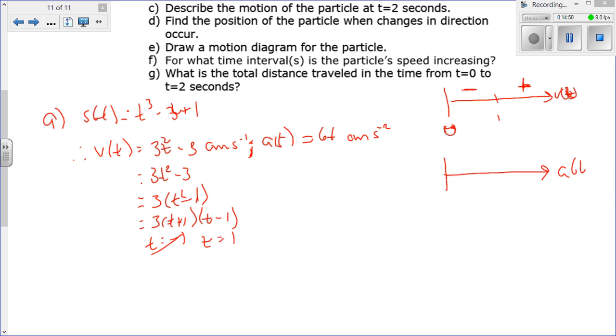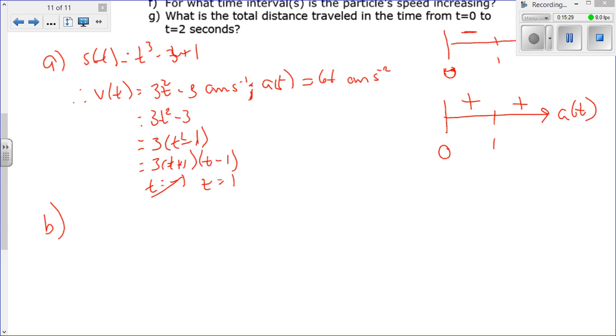We have to do the same thing with a of t. And just to help me here, keep my number line the same. If I put in a number between 0 and 1, like a half, 6 times a half is 3, it's positive. If I put a number greater than 1, like 2, 6 times 2 is 12, it's positive. Okay, so that gives us our sign diagram.